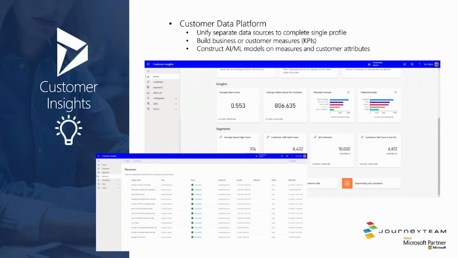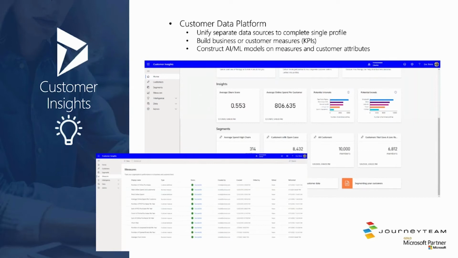Customer Insights is a customer data platform. It is meant to be able to integrate and unify data from many disparate, separate sources. How you do that is you define all of your sources, and there are over 24 different types of connections. So if anything is able to be connected to, there's probably a hook for it in Customer Insights.